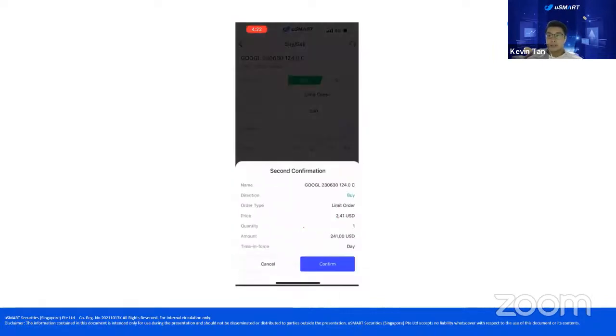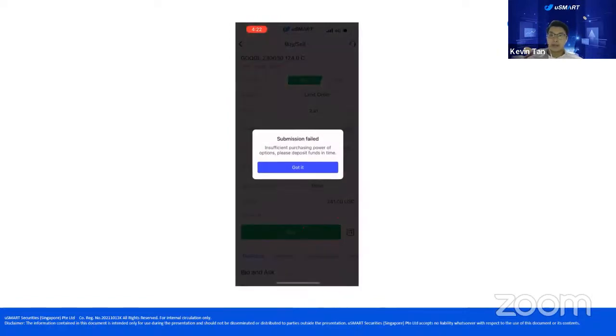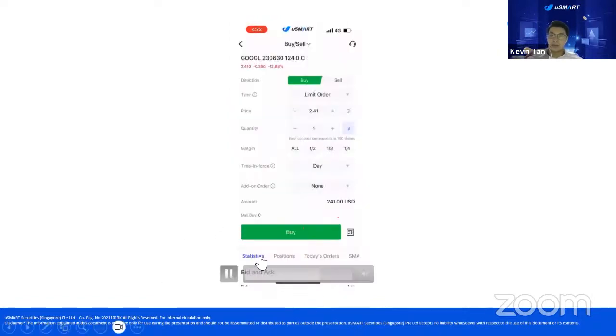So limit order is basically putting a price that you'd like to trade at. So right now we place a limit order at 2.41, which means that the order will get filled if the option actually trades at $2.41. But of course, if the option moves outside of this range, this order may not get filled.